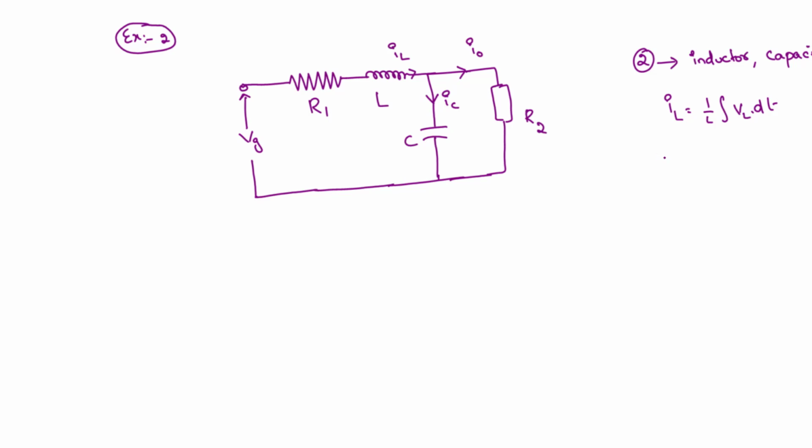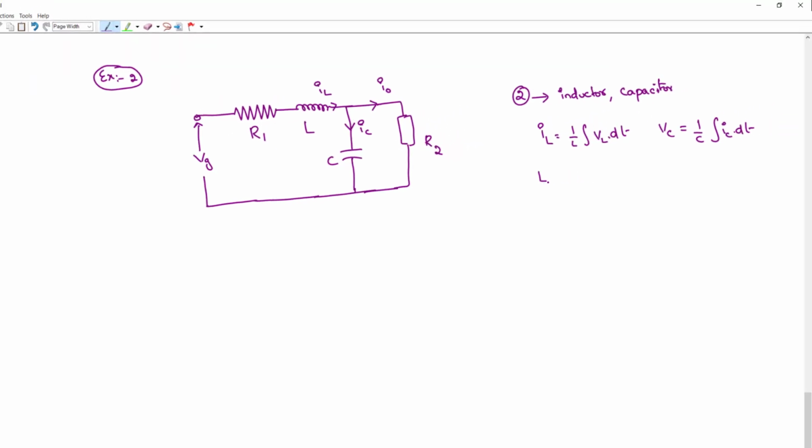We told L is one parameter, C is another parameter, R1 and R2 are also parameters in the circuit. And we identified the inductor current and the voltage across the capacitor. Now try to understand this carefully. This is a second order system, because two energy storage elements are there.